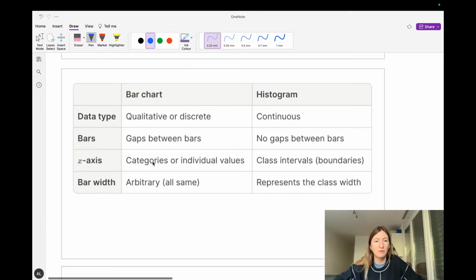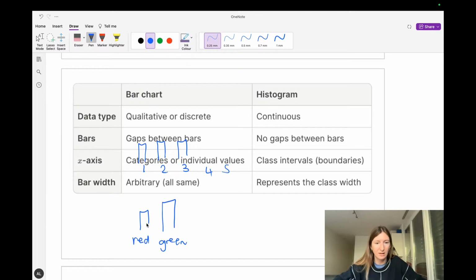Then also on your x-axis for bar charts, it's categories or individual values. So you might have 1, 2, 3, 4, 5, and your little bars for each of those, or red, green, depending on things like that. And then it doesn't make sense to put them together. Whereas on a histogram, you're going to have intervals.